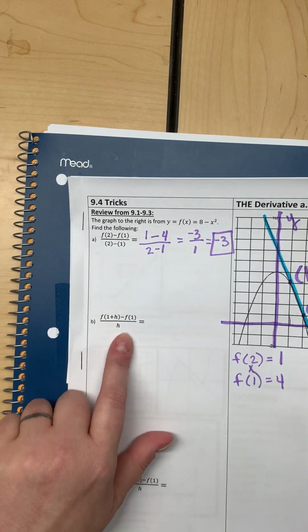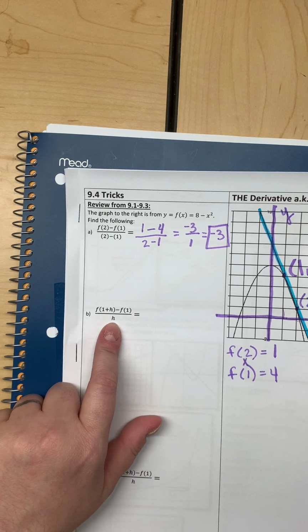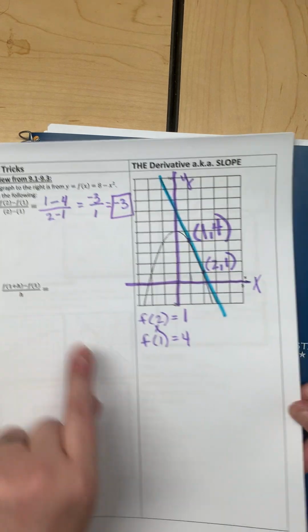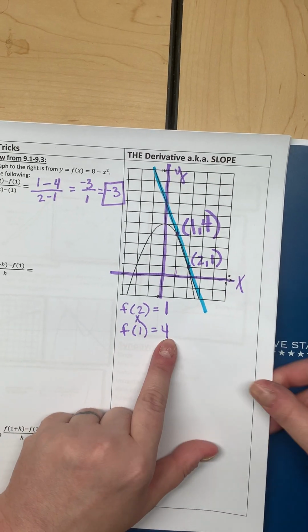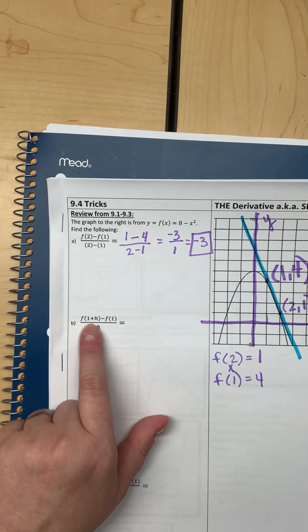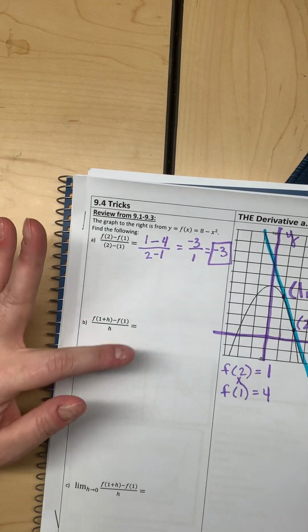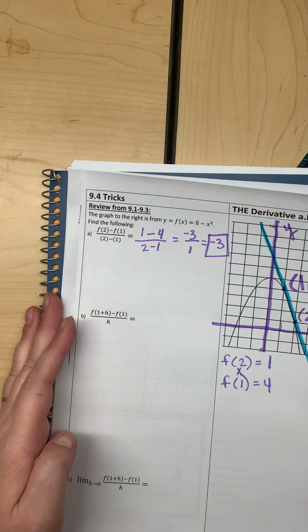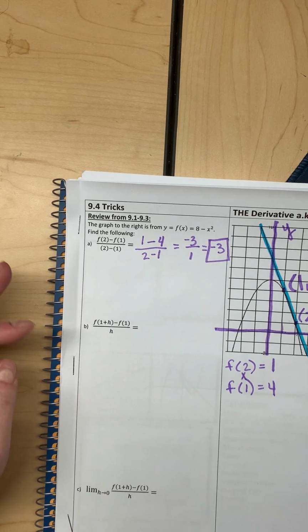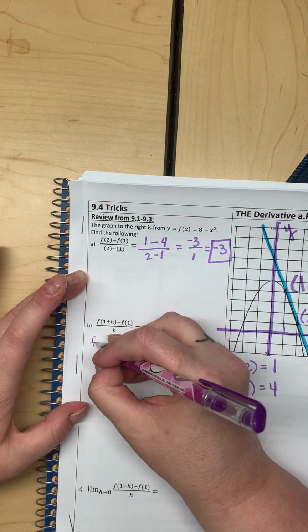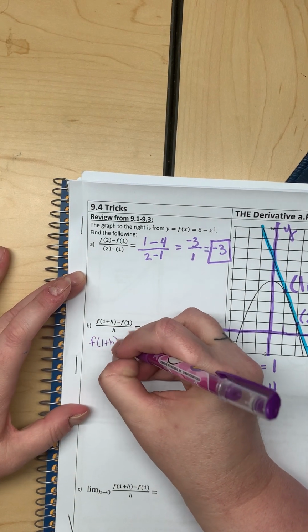Okay, now let's look at this part. Part B. The only thing, we already have f of 1. It was 4. Now we just have to find f of 1 plus h. So we're not looking at the graph anymore because h is not on this curve. Instead, we're just doing paper pencil work. So let's find f of 1 plus h.